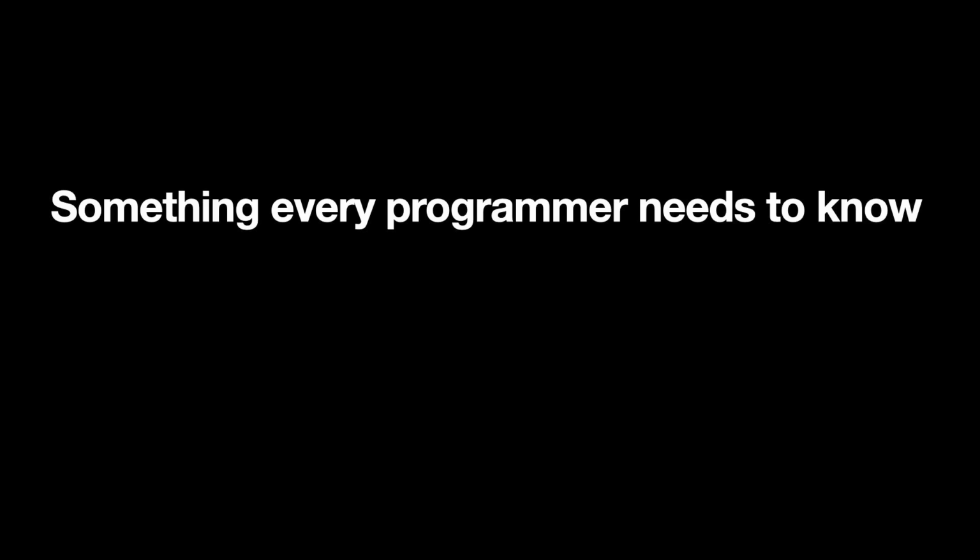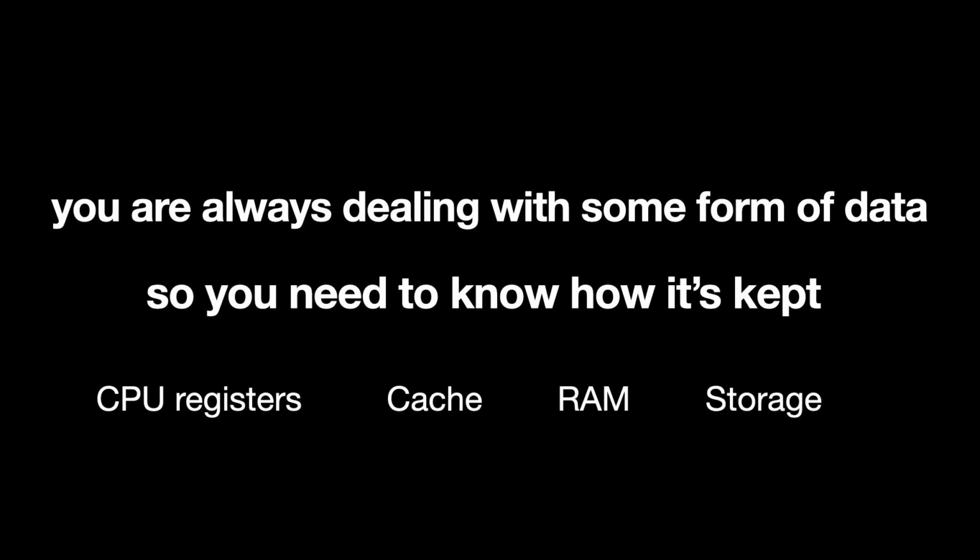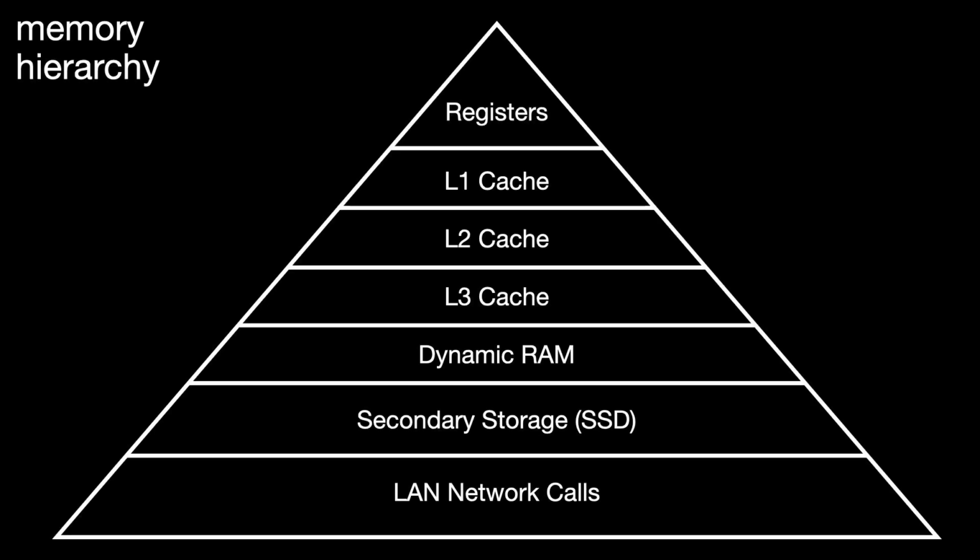Something every programmer needs to know is the cost that the computer faces when dealing with memory. You are always going to be dealing with data in some way, shape, or form if you're programming anything, so you need to know how it is kept. From your registers, to cache, to RAM, to storage, all of it is arranged exactly the way it is for optimal performance. And the best way to look at this is in the form of a hierarchy.